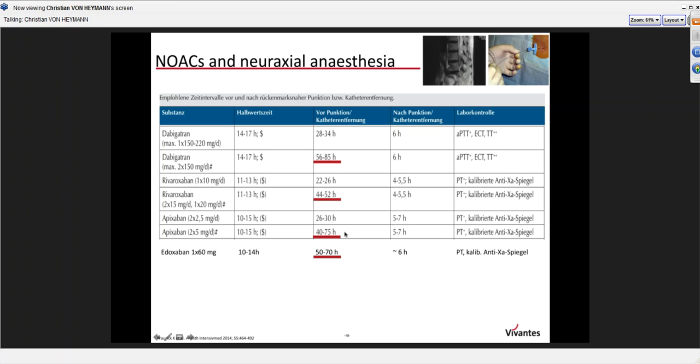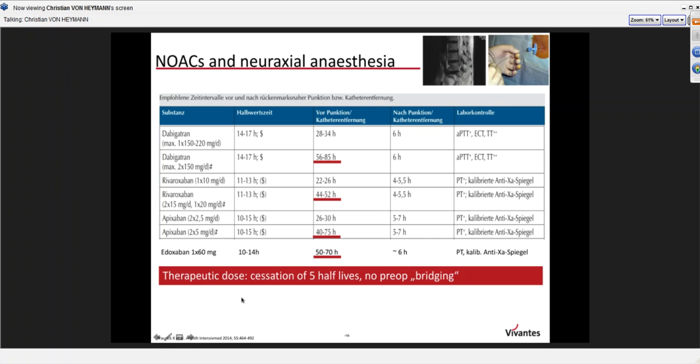And for apixaban and edoxaban, you should wait 72 to 75 hours. That is approximately 3 days before you place an epidural catheter or before you subject this patient to a greater or major surgery.